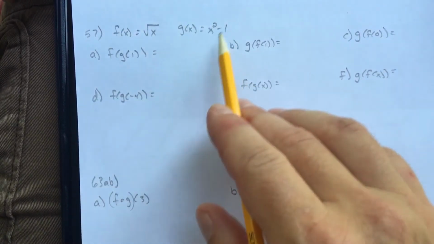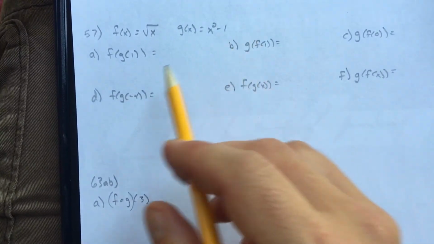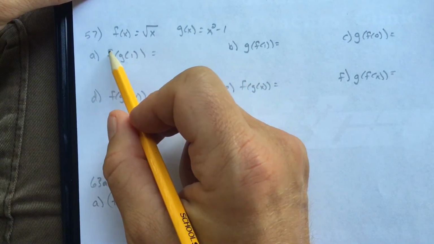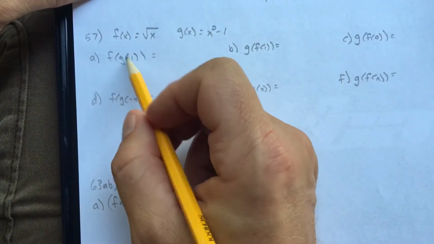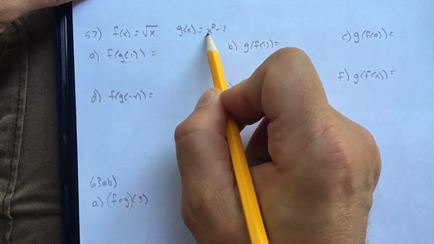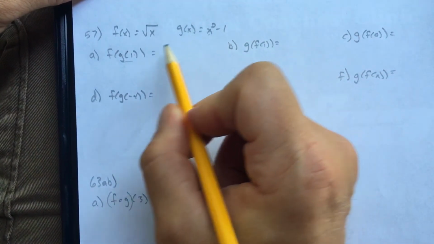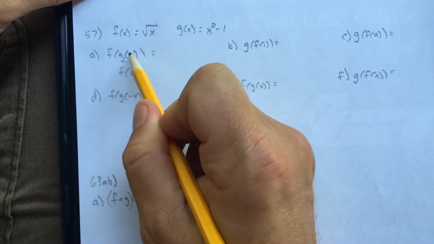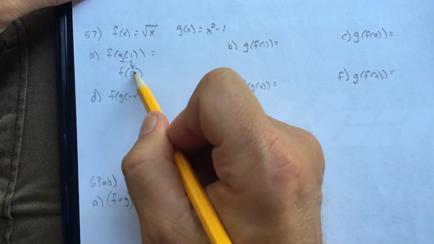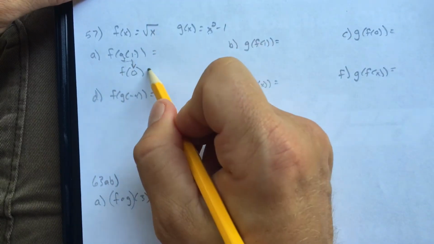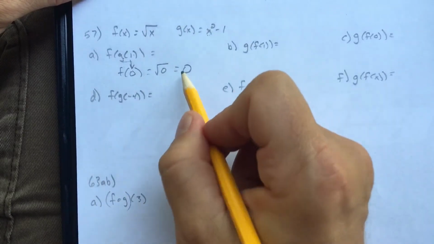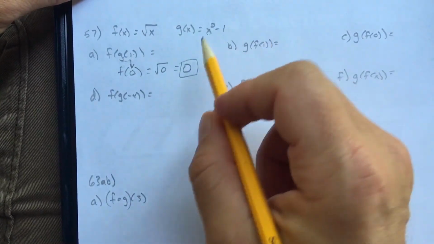57 gave us 2 functions, and we're dealing with what is called composition. So when you deal with composition, you always want to work on the inside and then work out. So the first thing we see is g of 1. We're going to put 1 into the g function. 1 squared minus 1 is 0. So this is going to be f of 0. G of 1 is 0. So now I'm putting 0 into the f function, and that's going to give me square root of 0, which is 0. So always work inside out.